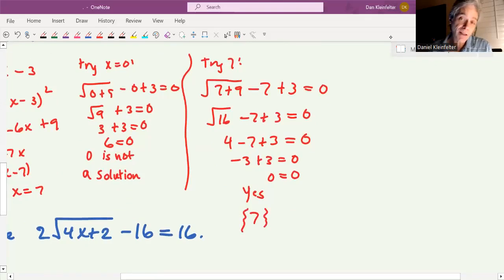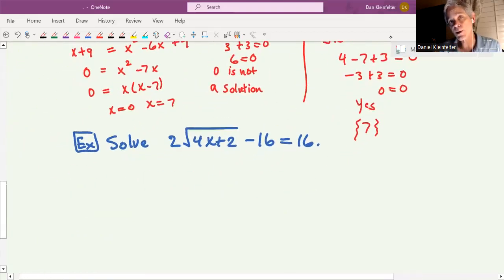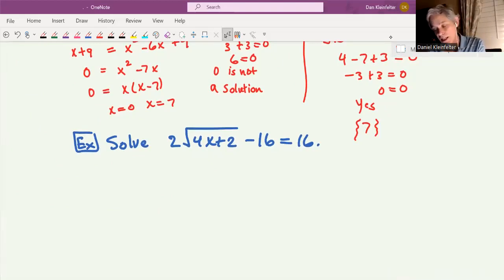When you're solving radical equations, always check to see if there are extraneous solutions. So here's one for you to try. Go ahead and pause the video and try this one, restart the video and see how you did. Don't forget to check for extraneous solutions.